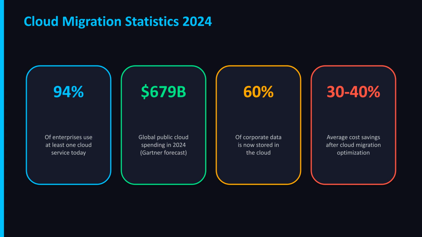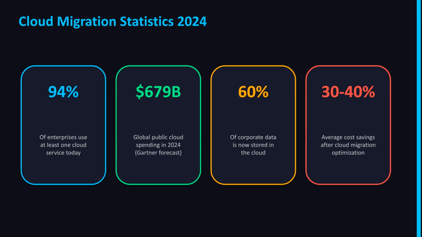The industry impact is clear. 94% of enterprises currently use cloud services. With global spending reaching $679 billion in 2024, it is no surprise that 60% of corporate data now resides in the cloud. With proper optimization, organizations often see cost savings of 30 to 40%.